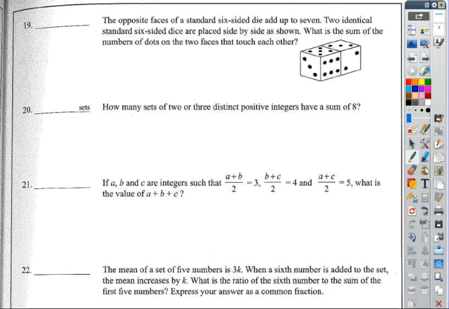Okay, so the opposite faces of a standard 6-sided die add up to 7. Two identical standard 6-sided dice are placed side by side as shown. What is the sum of the numbers of the dots of the two faces that touch each other?